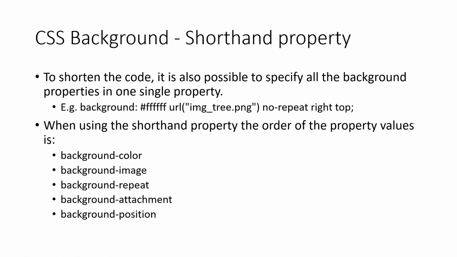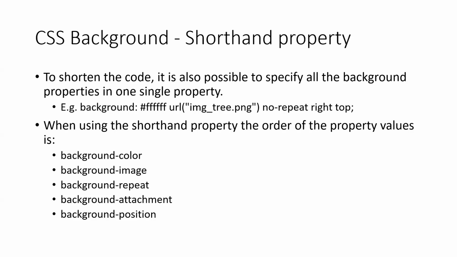Background: now we talk about many things together. We can put everything under one name. For example, we talk about background color, background image, whether to repeat, whether we are going to have some attachment, and the position. Everything we can put into a single shortened code, which we call background.